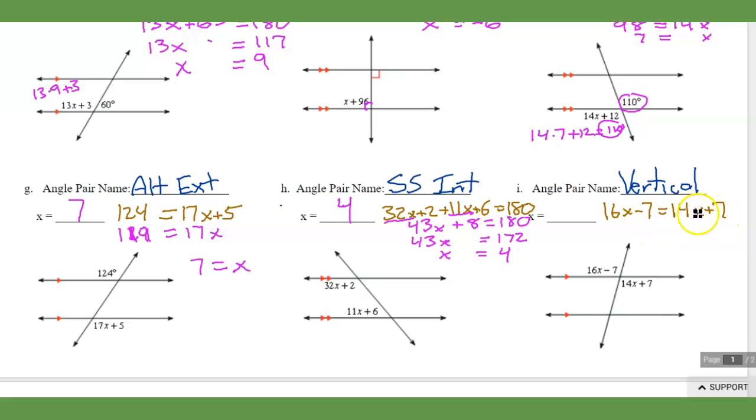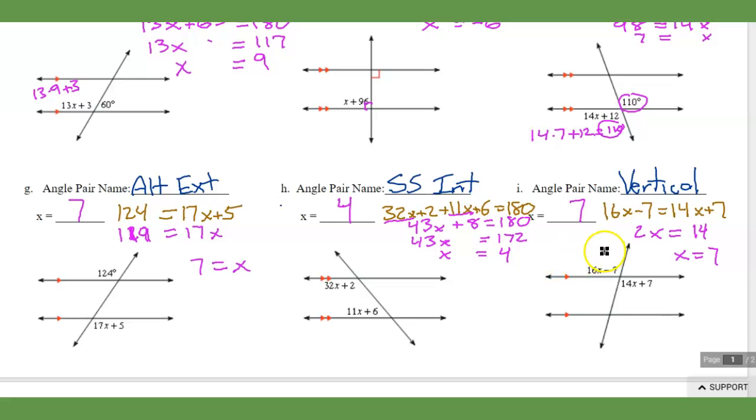And lastly, if we solve this, we'll end up with subtract 14x on both sides. 16x minus 14x is 2x. Add 7 to both sides. 7 plus 7 is 14. So x equals 7 again. A lot of 7s, right? Are they all 7s? Oh, good 7. That's good.